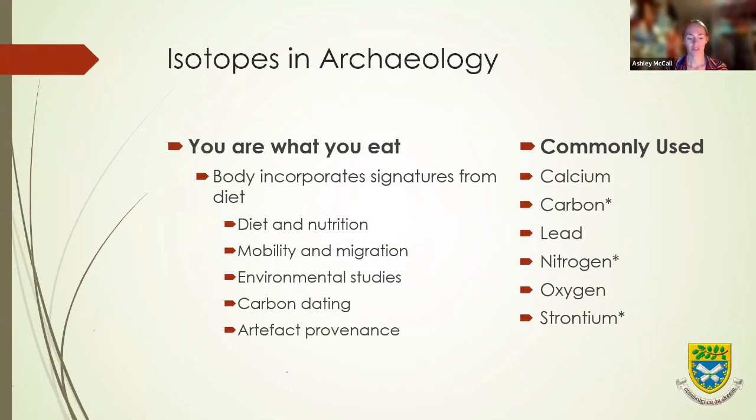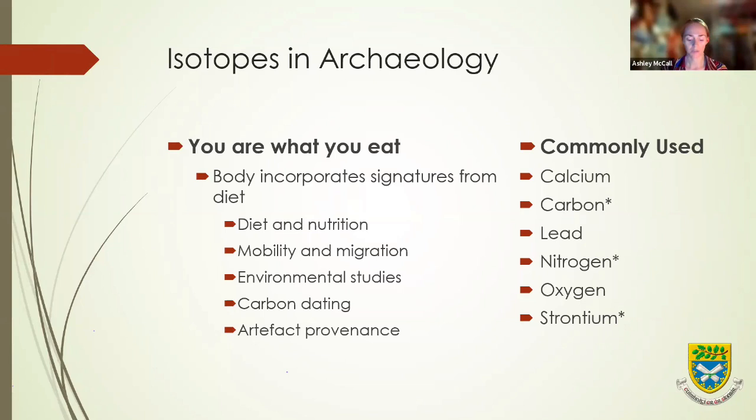So, isotopes in archaeology. You are what you eat, which is my favorite thing to say in archaeology when it comes to isotopes. The body incorporates chemical signatures, or fingerprints, so to speak, through the diet. These fingerprints allow archaeologists to reconstruct diet, nutrition, including weaning and breastfeeding practices, human and animal mobility, environmental analysis, carbon dating, and the provenience of artifacts. The questions they can address are endless, especially combined with other research tools like DNA.